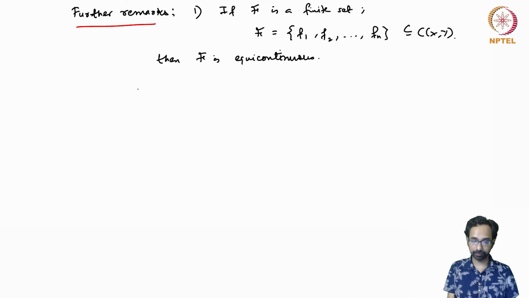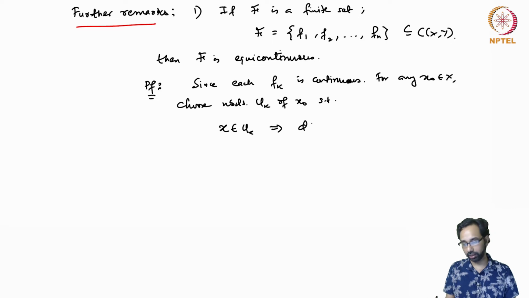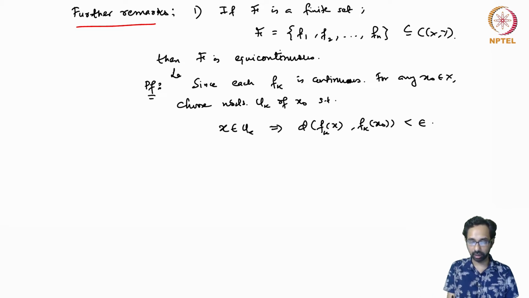So to prove this, since each f_k is continuous, for any x0 in X, choose neighborhoods U_k of x0 such that x belonging to U_k implies that the distance between f_k(x) and f_k(x0) is less than epsilon. Here I'm letting epsilon be greater than 0.